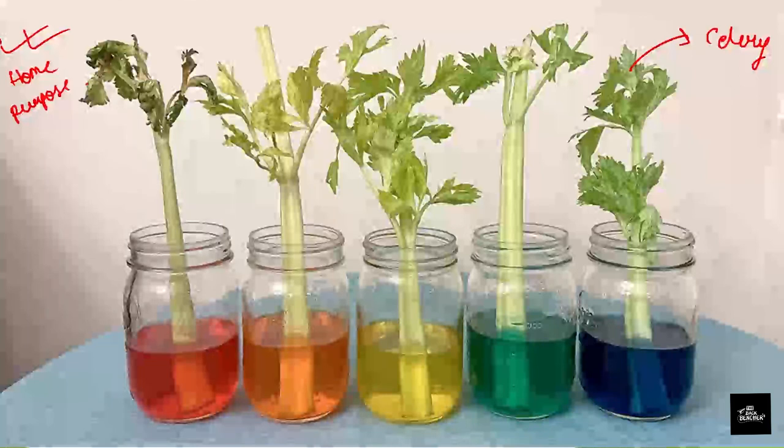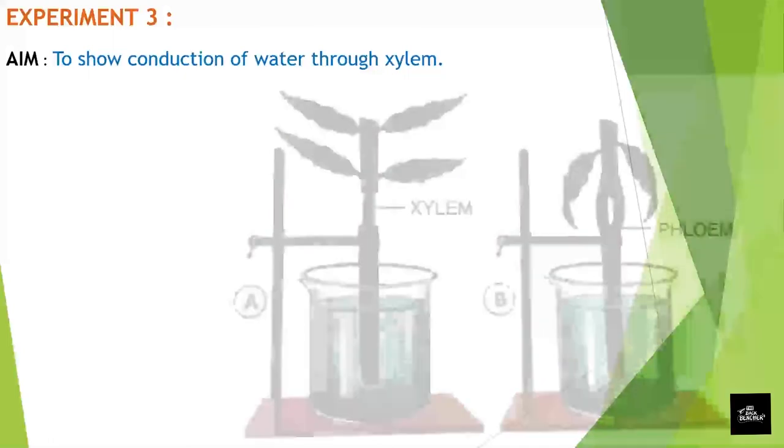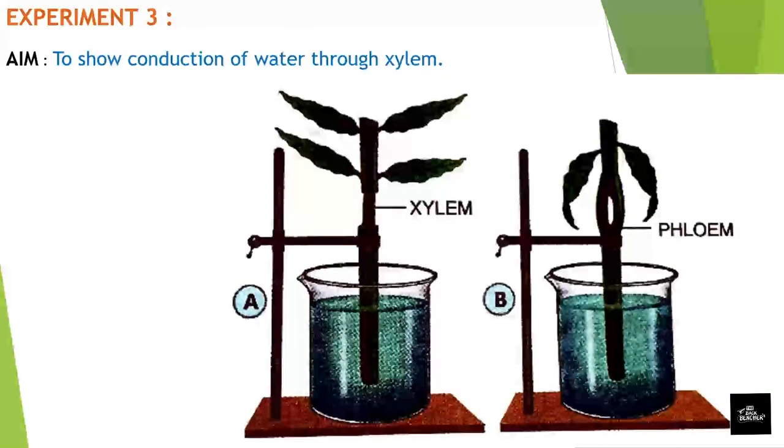Let us move on to experiment number 3. The aim of experiment number 3 is to show conduction of water through xylem. How are we going to show this experiment? We are going to be taking the help of this particular apparatus. Now here, experiment number 3 is very popularly known as the girdling or ring experiment.